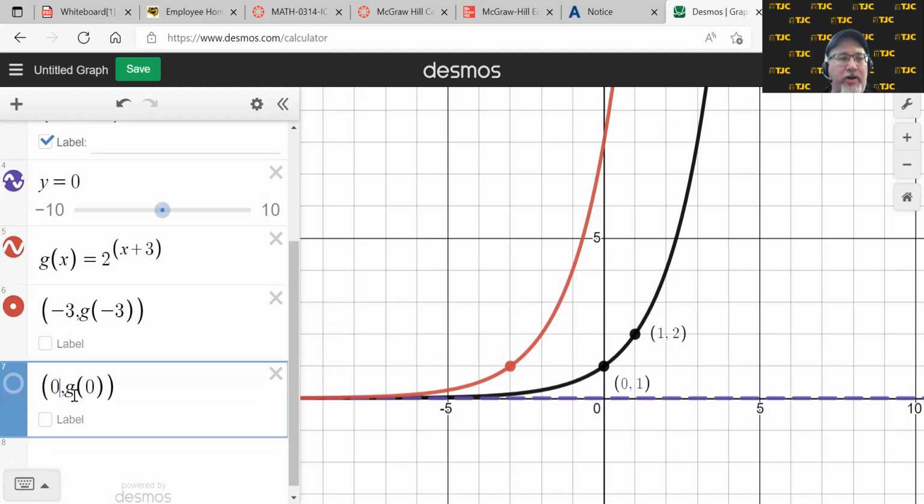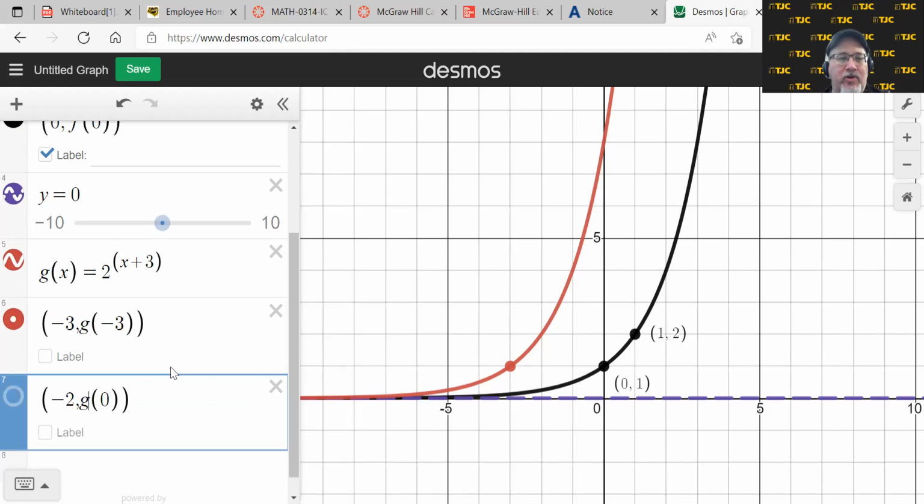What about the base point? The base point moved to the left 3. Well, if it did, it would be at (-2, 2), and it is. So it looks like adding 3 on the X actually caused the graph to move to the left.